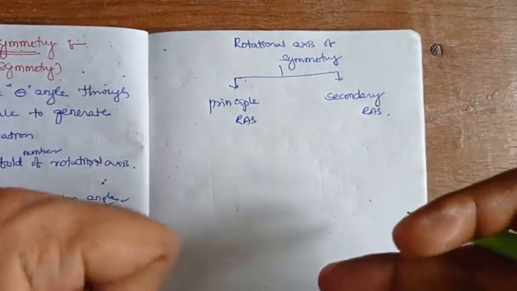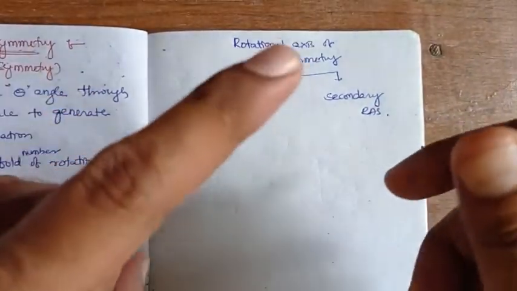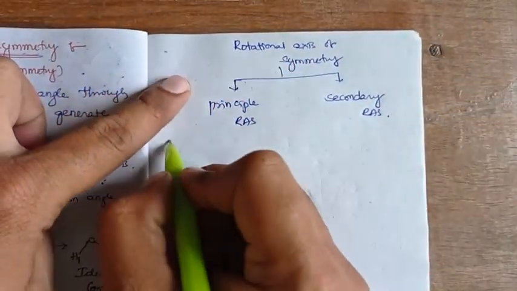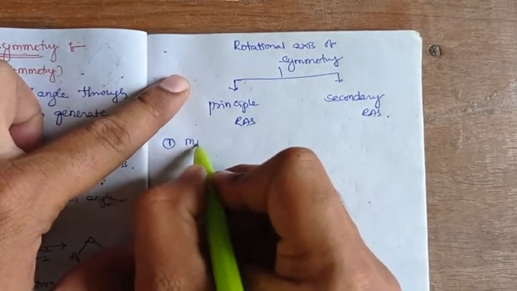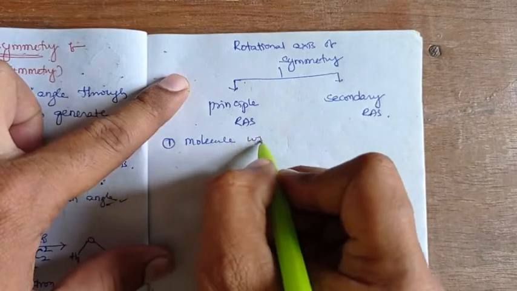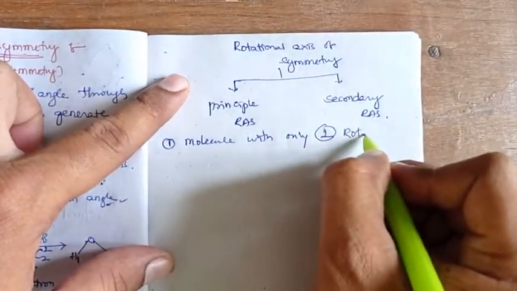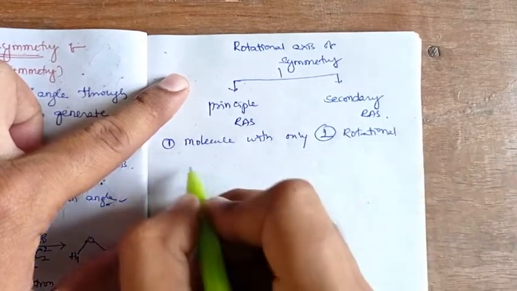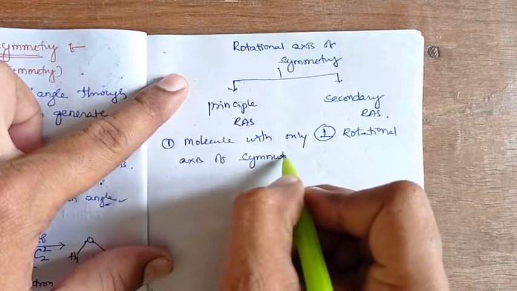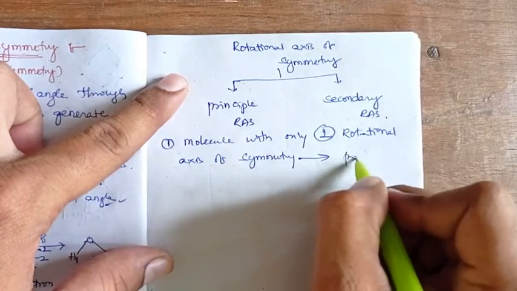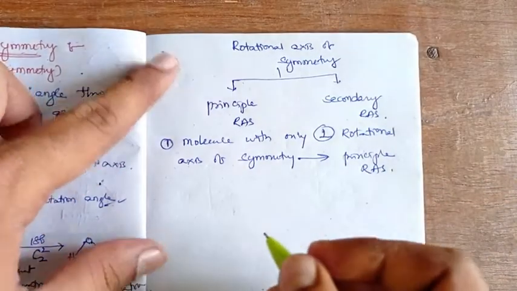When a molecule has only one rotational axis of symmetry, then that molecule with only one rotational axis of symmetry will directly be called the principal rotational axis of symmetry. Principal rotational axis of symmetry, right?